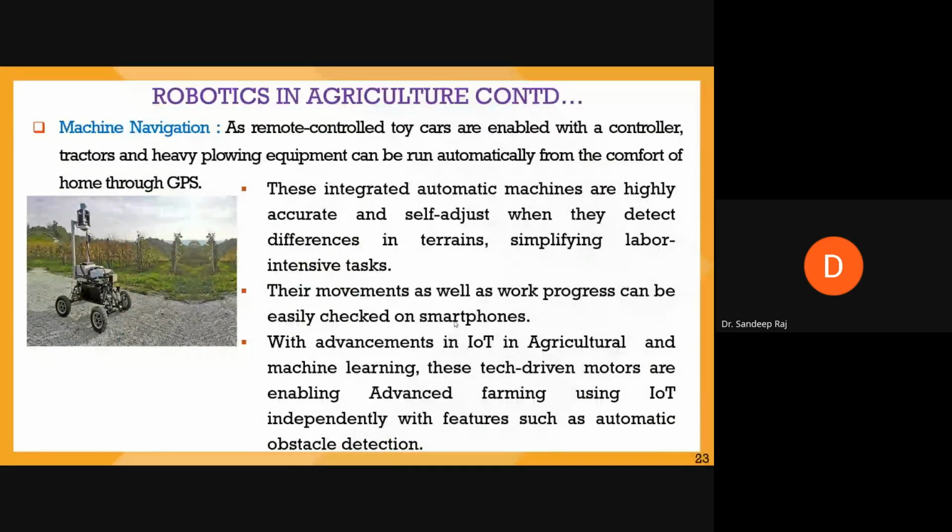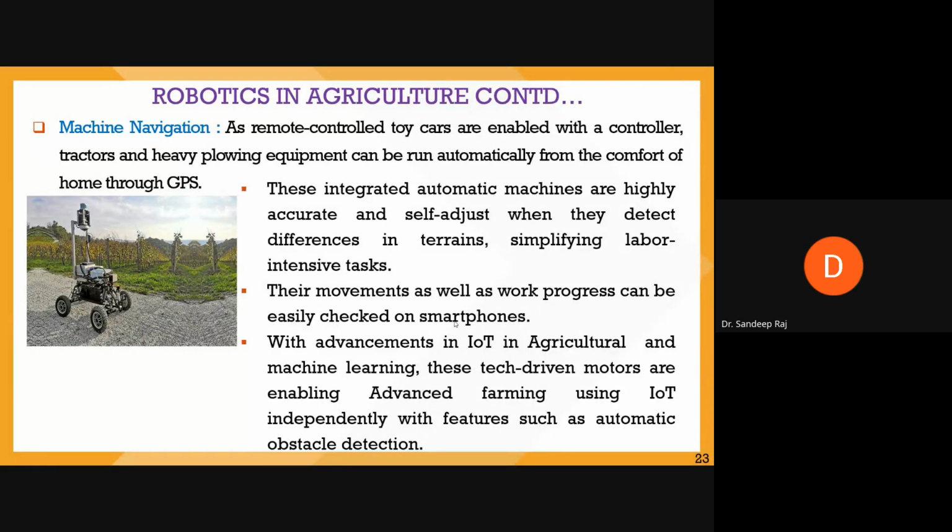The second one is the machine navigation system. These are remote controlled toy cars that are enabled with a controller. Tractors and heavy plowing equipment can be run automatically from the comfort of home through GPS. So anybody sitting at home can operate this. A camera is integrated into the system, and it can be sent to the land and easily controlled through the different controllers.